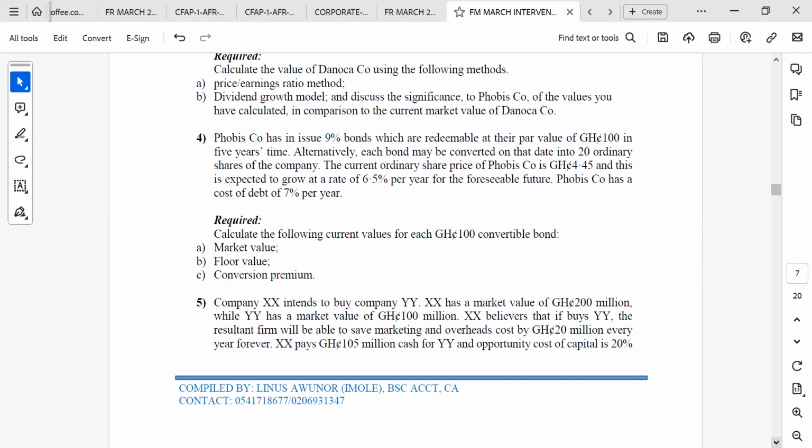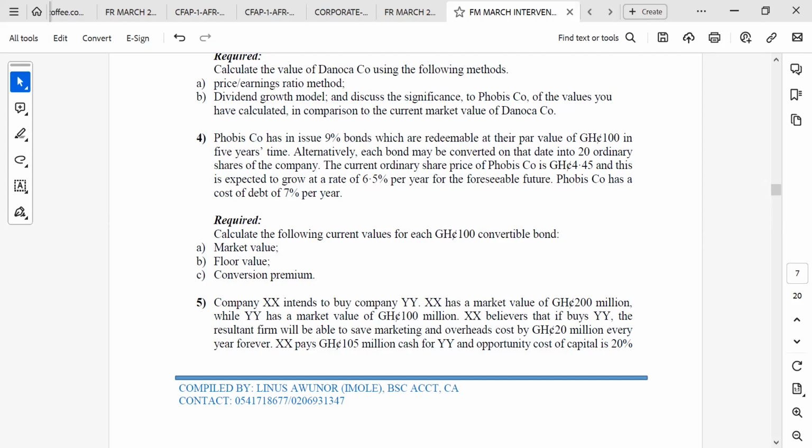Okay. So let's see if you are converting. How many equity shares are we receiving? Alternatively, each bond may be converted on that date into what? 20 ordinary shares of the company. The current ordinary share price of this one is what? 4.45. And this is expected to grow at a rate of 6.5% per year for the foreseeable future.